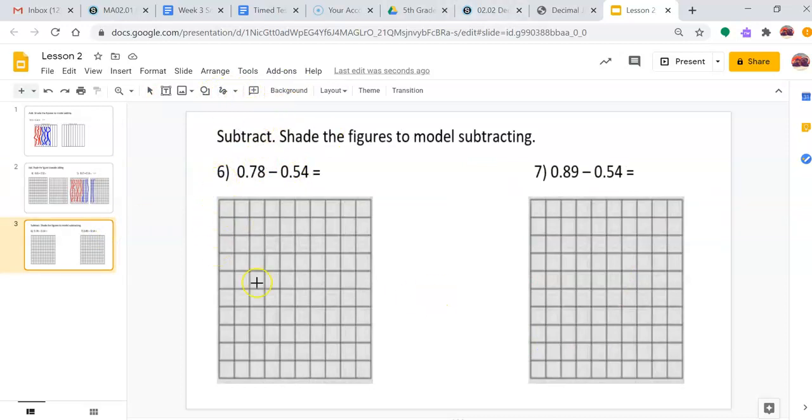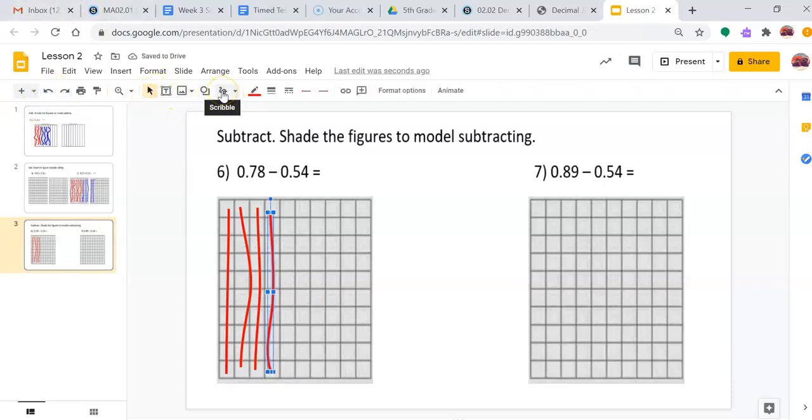Okay, and we're going to shade in, again, this is out of 100, we're going to shade in 78 of them. So we've got 10, 20, 30, 40, oops, I didn't mean to do that. Sorry about that. We are, okay, let's start over again.